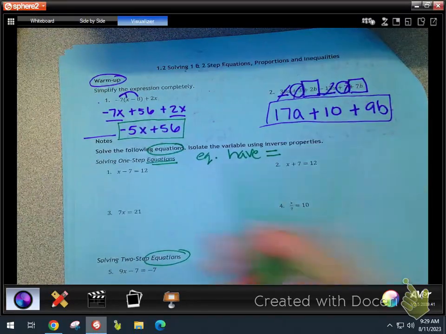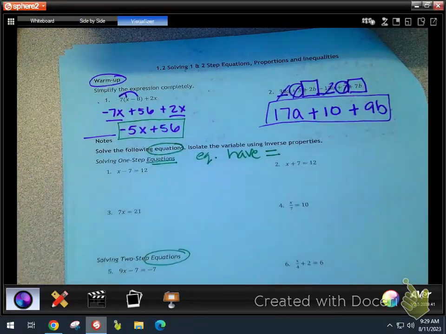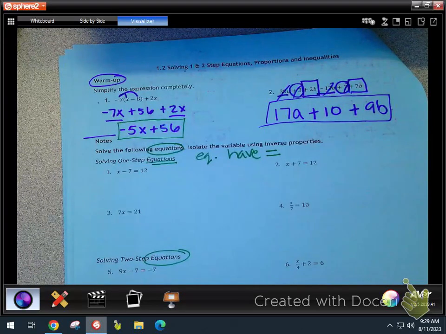All right? And when we solve them, what we want to do is get that variable by itself. We want to isolate. Have you used the word isolate before? Yeah? Okay? You want to move stuff around. And to move stuff around from side to side on the equal sign, we have to use inverse operations. What is an inverse operation?